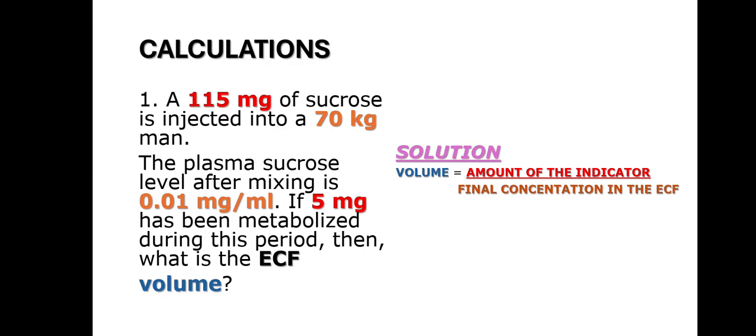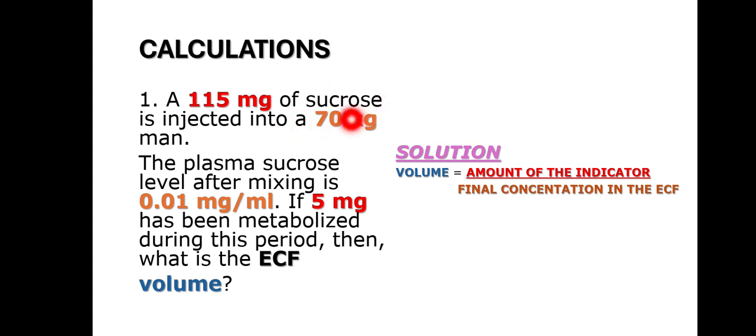Now let's look at the practical example of how to do the calculation. 115 milligrams of sucrose is injected into a 70 kg man. Remember, this is the mass of sucrose. Sucrose is a dye that we've injected into a 70 kg man. 70 kg here is just a distractor and it plays no role.